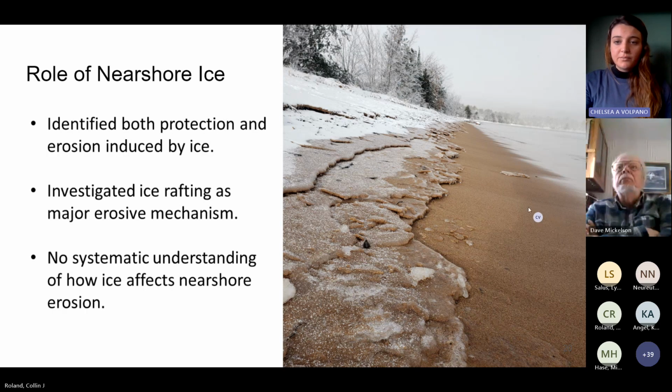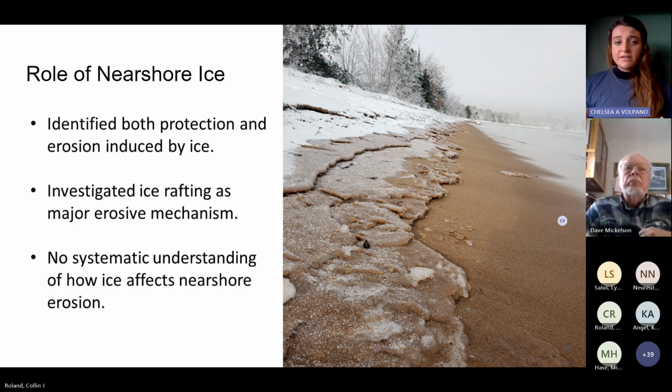And so one thing that I'm going to look at is the role of nearshore ice and how that changes nearshore sediment availability and nearshore configuration, because this is a really unique feature in the Great Lakes and it has been minimally studied as far as the hydrodynamic interaction. There's been a lot of research looking at how iceberg rafting can carry sediment offshore, but we have some observations that suggest there is another component that influences the sediment budget here.